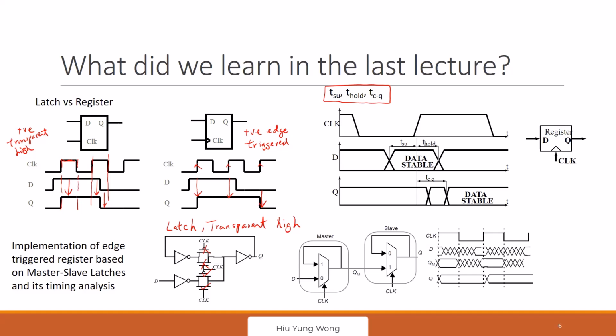Once we have this multiplexer, this is a transparent high. So basically, this is talking about this one. Then we combine two of them. We have a transparent low, we call it master latch. And then this is high. Another is slave. So this is a master slave pair.